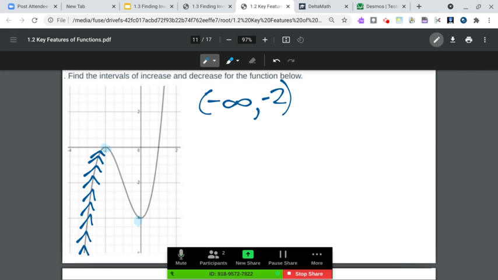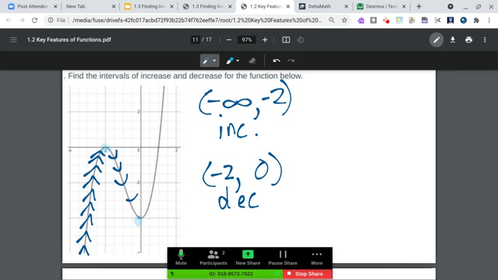So, what'd you say? Increasing. You got it. From negative infinity to -2, you're increasing. From -2 to 0, what are your y values doing? Decreasing. And then from 0 to infinity, what are your y values doing?